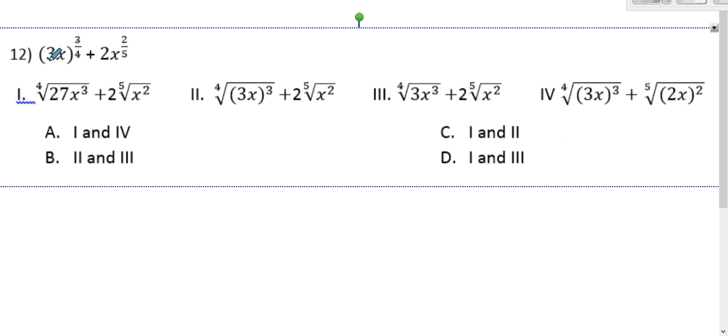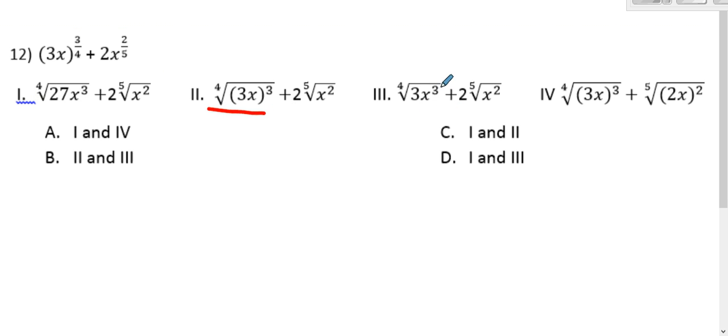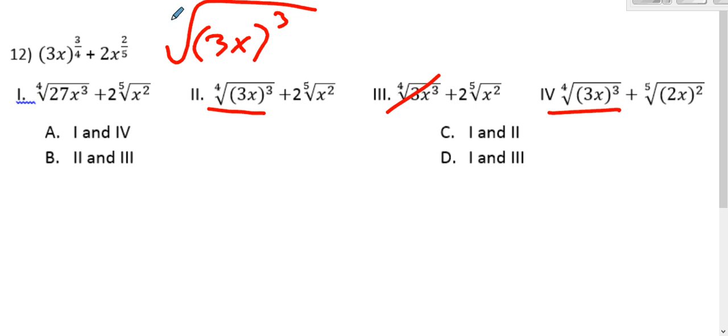So 3x to the 3/4 power, that means it's the 4th root. They all have 4th root. 3x to the 3rd with the parentheses. So this one's wrong because it doesn't have the parentheses around the 3x to the 3rd. This one's good. And if you actually took the 3x to the 3rd and worked that out, 3 to the 3rd is 27. X to the 3rd. So that's good too.